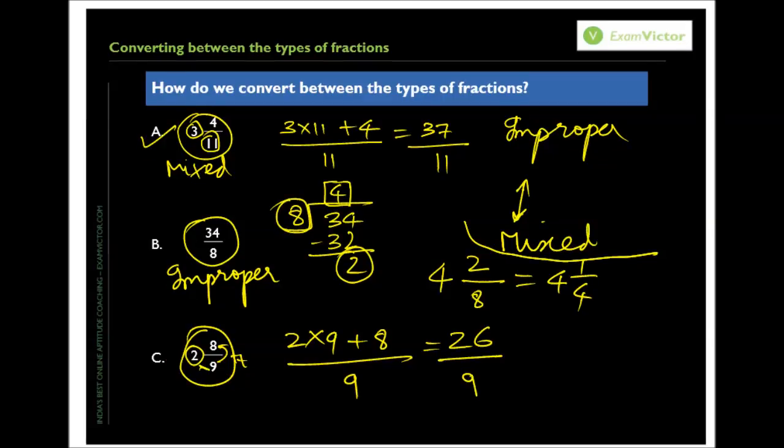Why is this important? Where is it used? Well, frankly, I've seen this coming mostly when the answer choices are given as either mixed or improper fractions. So you need to convert among them just to make sure that you've got the right answer. That's really where I see it being used.